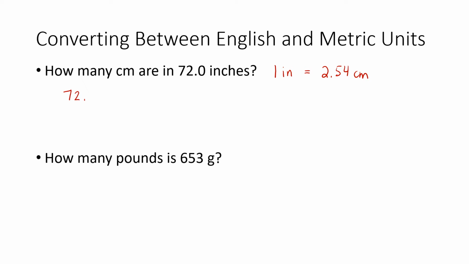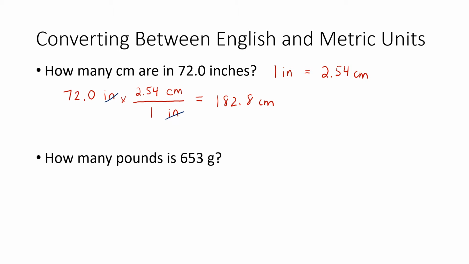So we're going to start with what we're given, 72.0 inches, and we want to use our conversion as a fraction. Inches are going to go in the denominator, centimeters are just going to go in the numerator, and we know that 1 inch is 2.54 centimeters. We can see that our units of inches is going to cancel. We'll be left in units of centimeters. When we multiply, we get 182.8 centimeters.